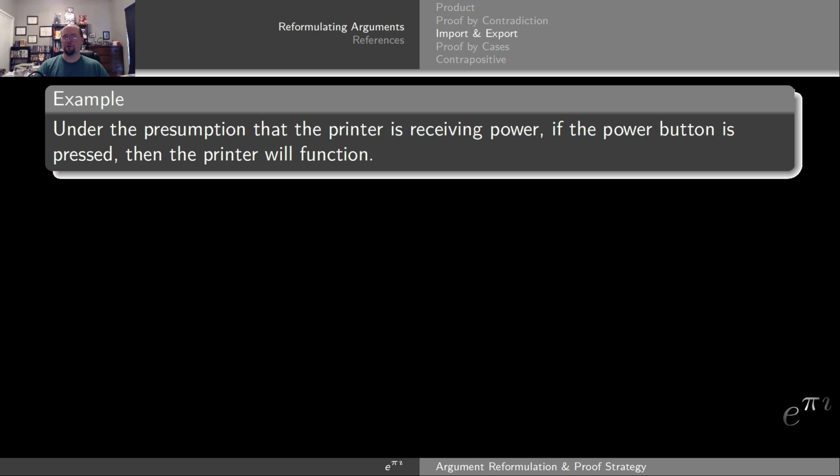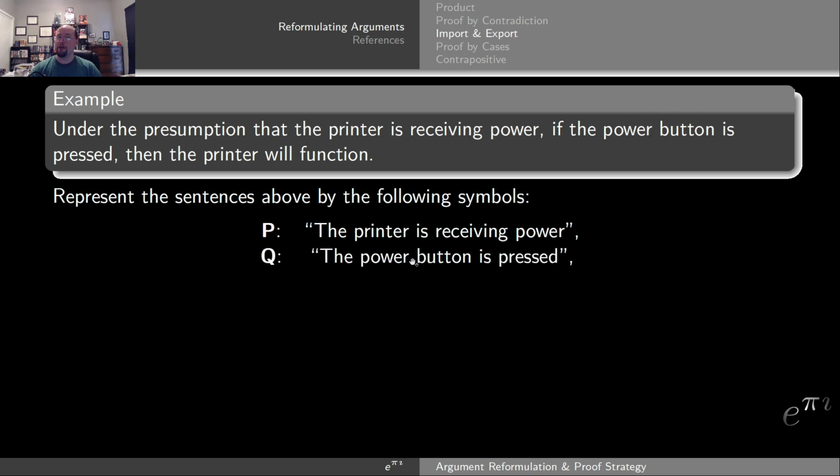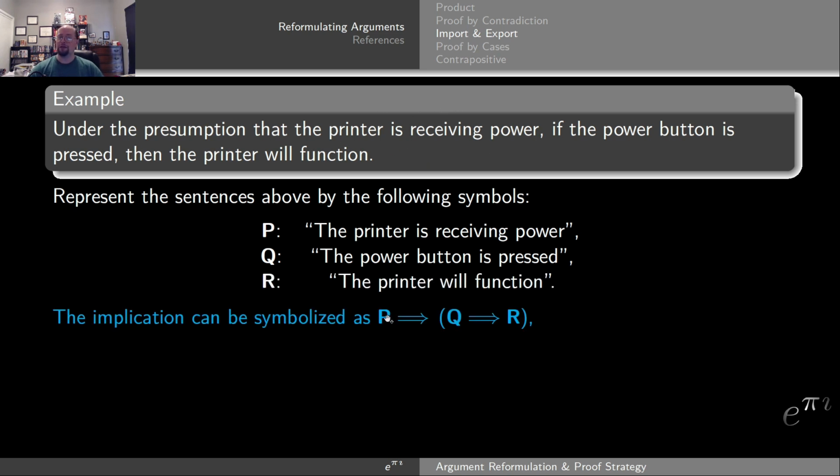To illustrate how this equivalence might be used, let's consider this example. Under the presumption that the printer is receiving power, if the power button is pressed, then the printer will function. Let's represent the sentences above with the following symbols. The underlying assumption, the printer is receiving power, will be statement P. The secondary hypothesis here, the power button is pressed, we'll call that Q. And the conclusion, the printer will function, that will be statement R. So the original sentence can be symbolized by P implies the implication, Q implies R. But as we've seen, this is equivalent to P conjunction with Q implies R.